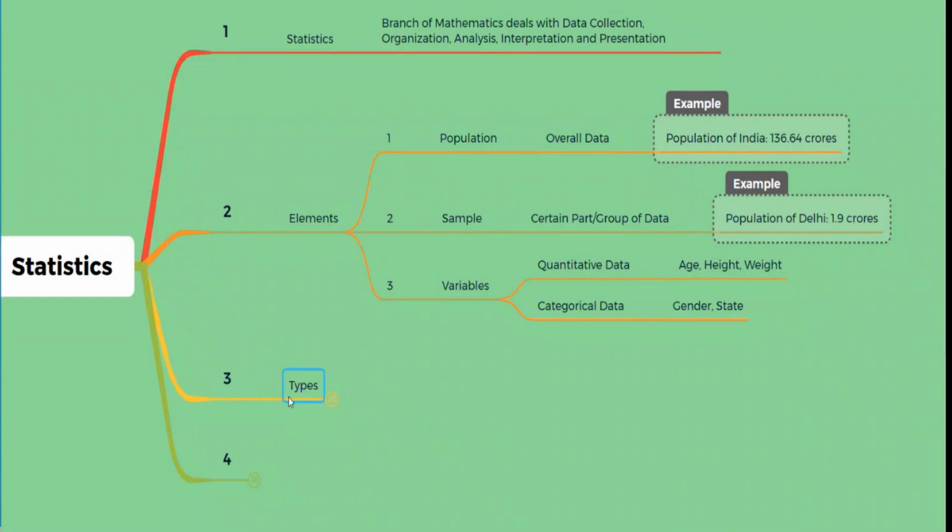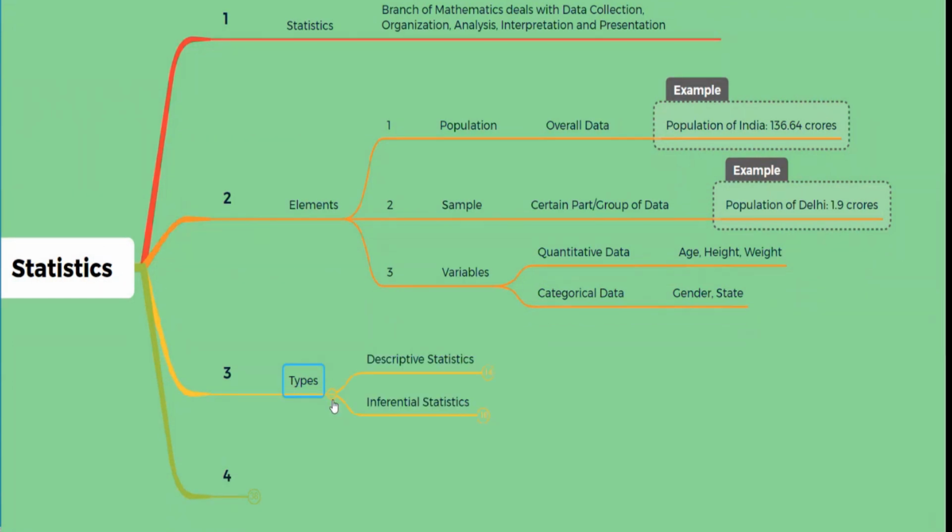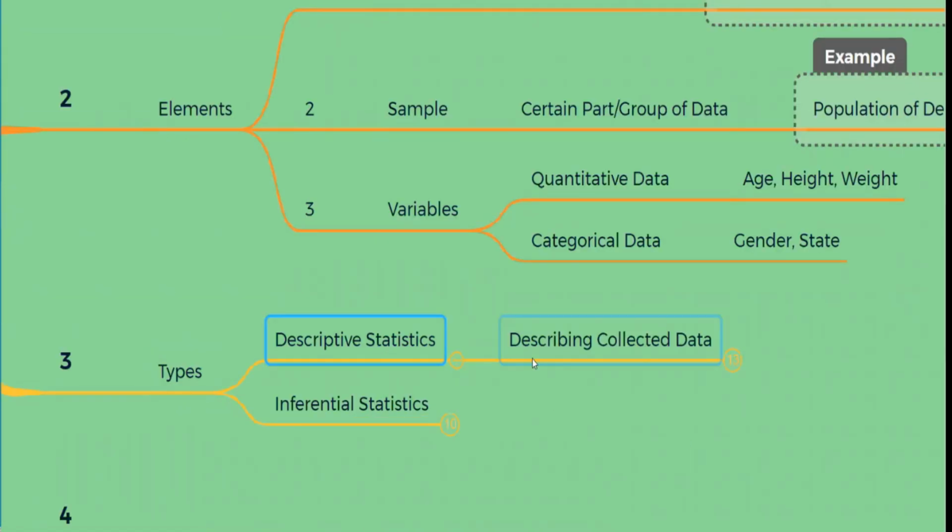Then the different types. Statistics can be of two types, which are descriptive statistics and inferential statistics. We will see each in detail. First, we will go to descriptive statistics.